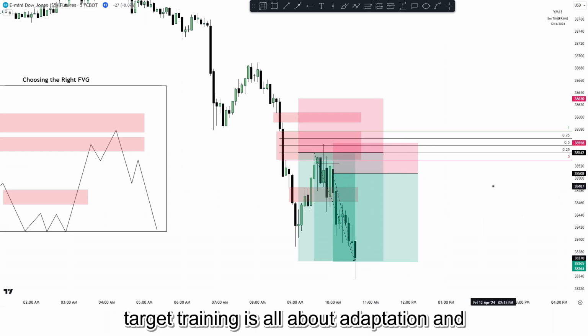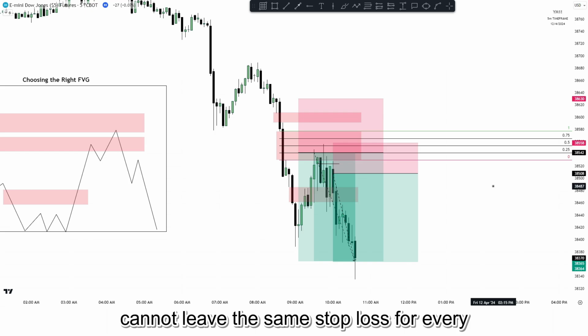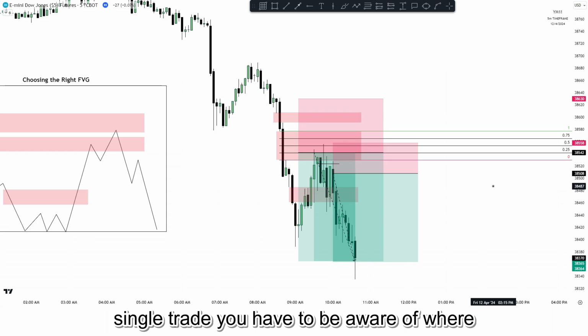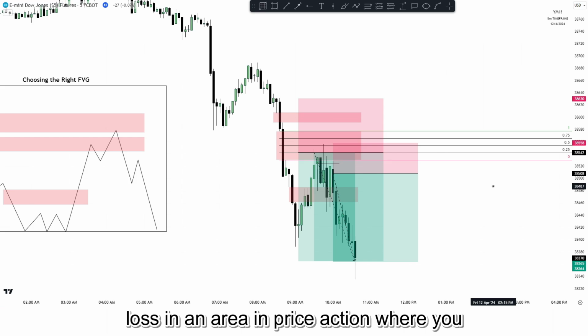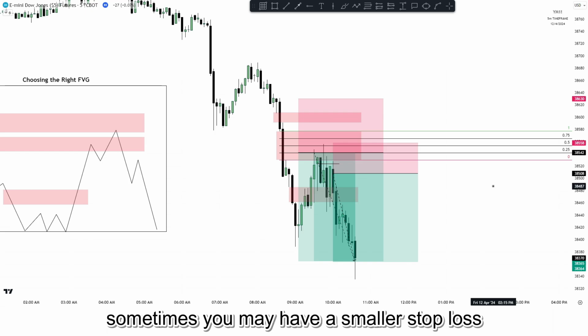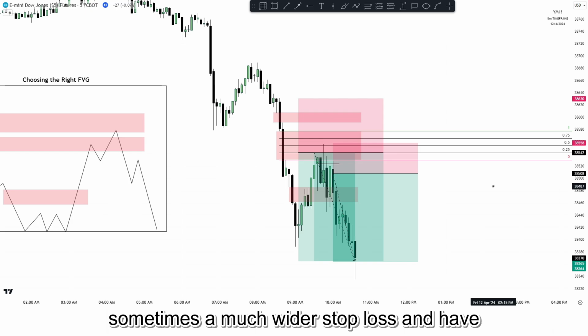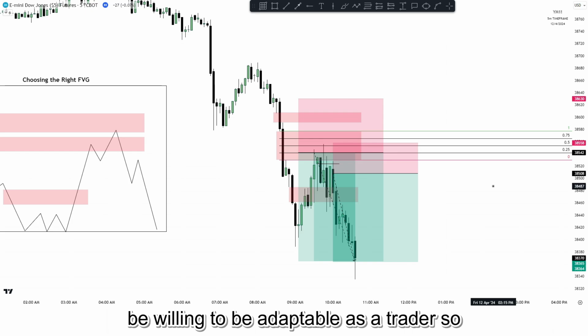Trading is all about adaptation, and your stop loss is your best friend. You cannot leave the same stop loss for every single trade. You have to be aware of where you can be the safest and put your stop loss in an area in price action where you know you'll be wrong, not monetary. So sometimes you may have a smaller stop loss, sometimes a much wider stop loss, and have to scale into the full position. You have to be willing to be adaptable as a trader.